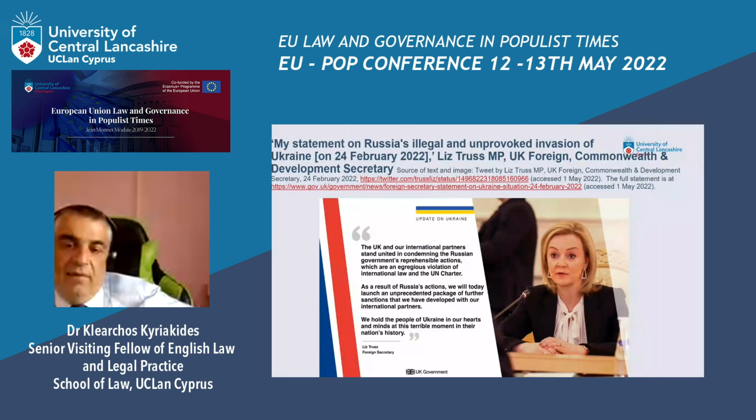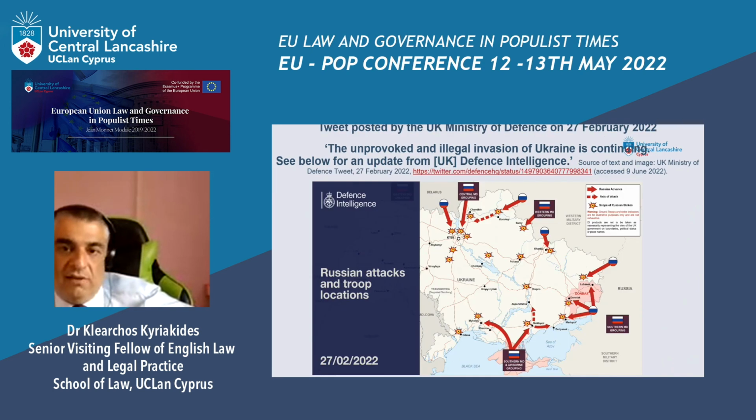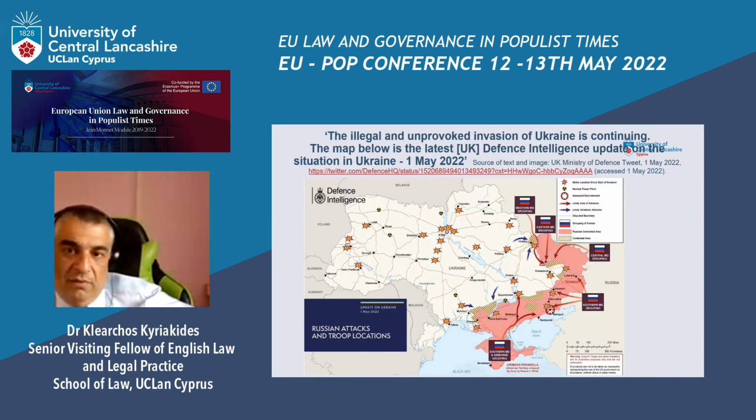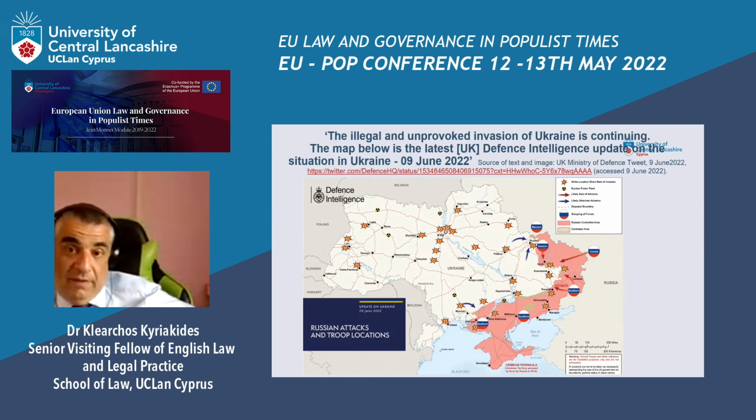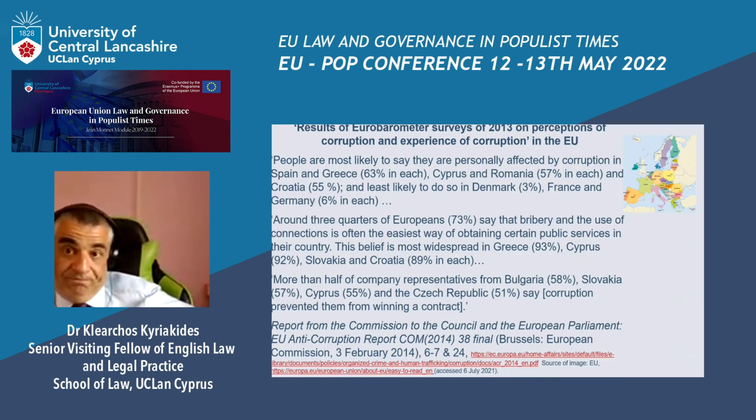We ended up with this Russian invasion of Ukraine on the 24th of February 2022, and this sort of extremely aggressive reaction by the EU and the UK and the US and other international actors. And these are the maps that have been published by the UK Ministry of Defence, which show the scale of the hostilities in the region.